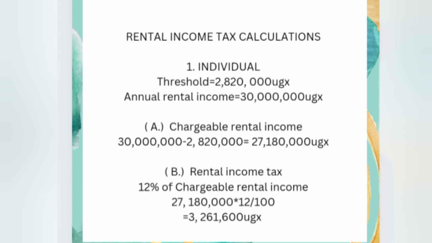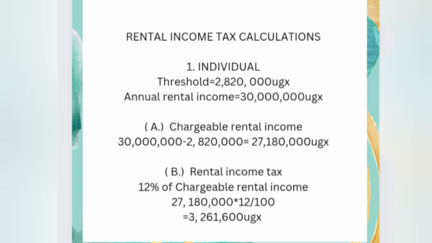So what will happen is we need to calculate and get the chargeable rental income, which URA will charge. So you subtract the threshold from the total annual rental income. Let's give an example. If for a particular year our rental income from the property we rented out was 30 million, you subtract the threshold from that, 30 million minus 2,820,000. In example A, after subtracting that, the chargeable rental income is 27,180,000.